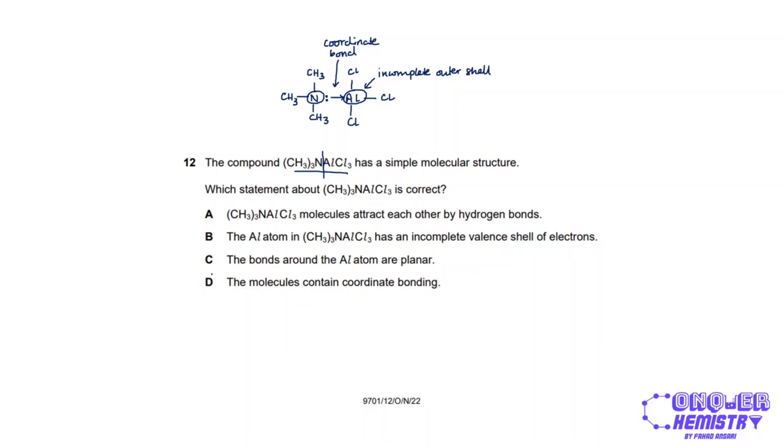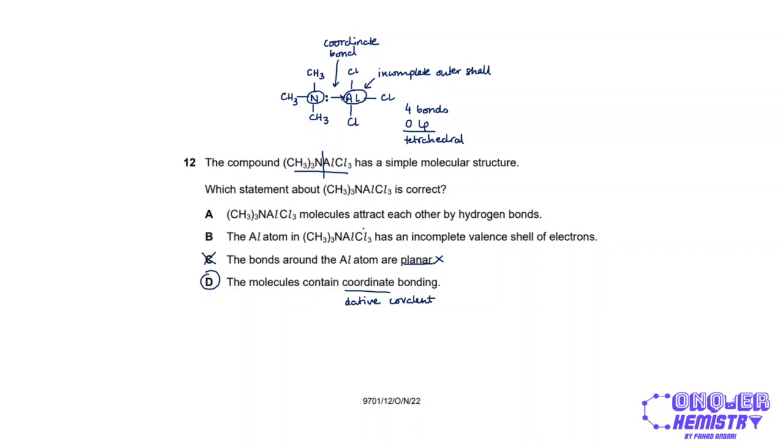And so out of these guys, option D is going to be correct. The molecules contain coordinate or dative covalent bonding. The other word is dative covalent. Let's see why the other options are incorrect though. Option C says the bonds around the aluminium atom are planar. That's incorrect. Aluminium is surrounded by 4 bonds and no lone pairs. So when we have 4 bonds and 0 lone pairs, that actually leads to a tetrahedral shape, not planar. So option C is incorrect.